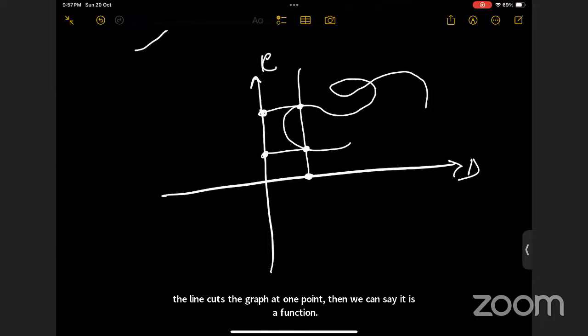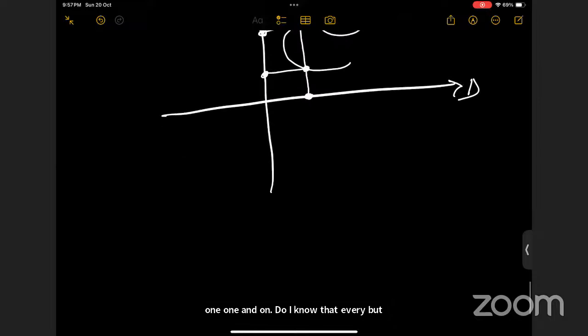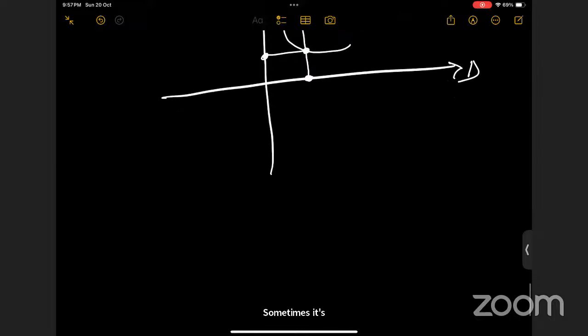Then I have a doubt regarding injective and surjective functions. Okay, what is your doubt? Can you explain in this session or not? Yeah, actually, I'm a bit confused between one-one and onto. I know the theory, but sometimes I'm not able to find whether it is one-one or not.